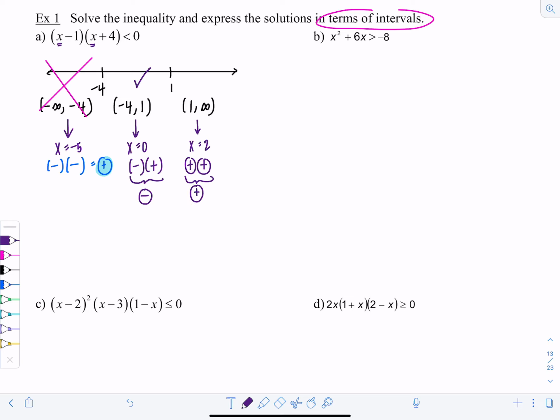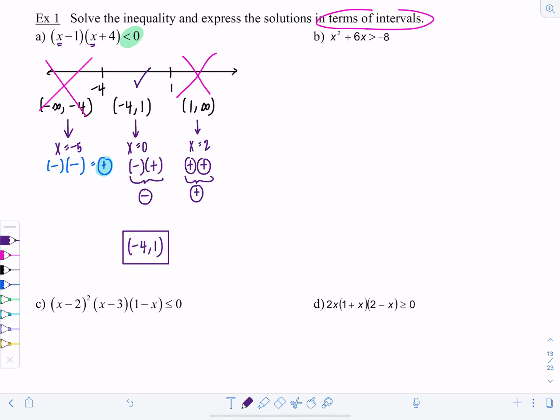Are positive numbers less than 0? No, they are not. That means nothing in this interval will satisfy the inequality. So the only interval that works, that I'm going to report for my solution, is the interval from -4 to 1. Okay, and then you can just box it if you want.